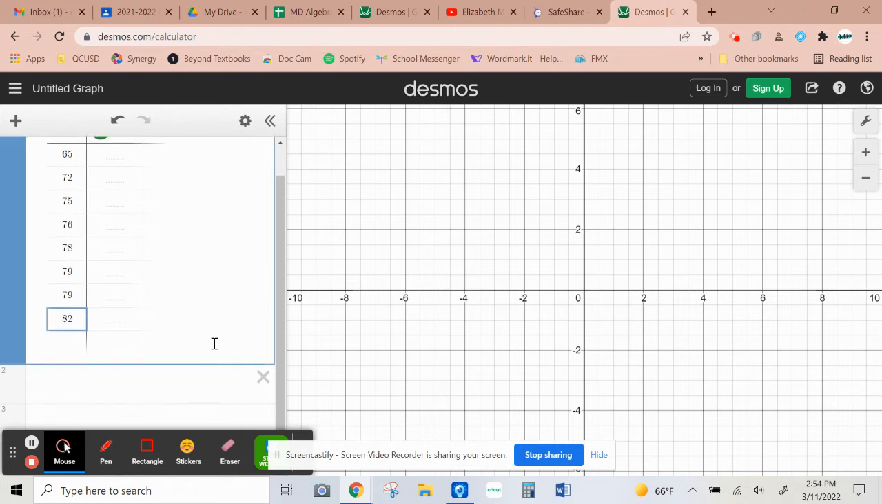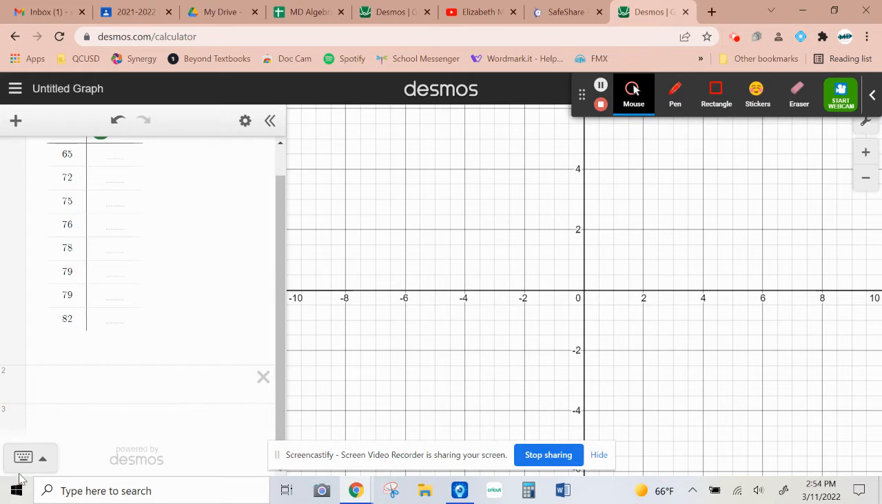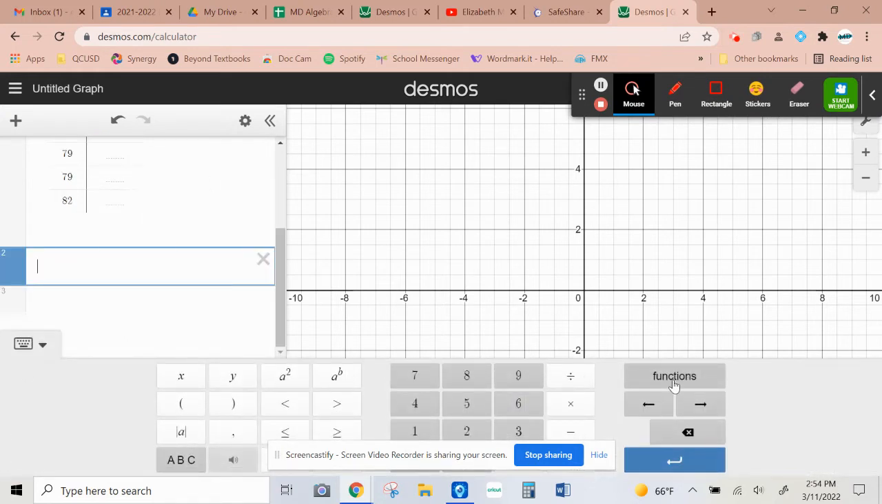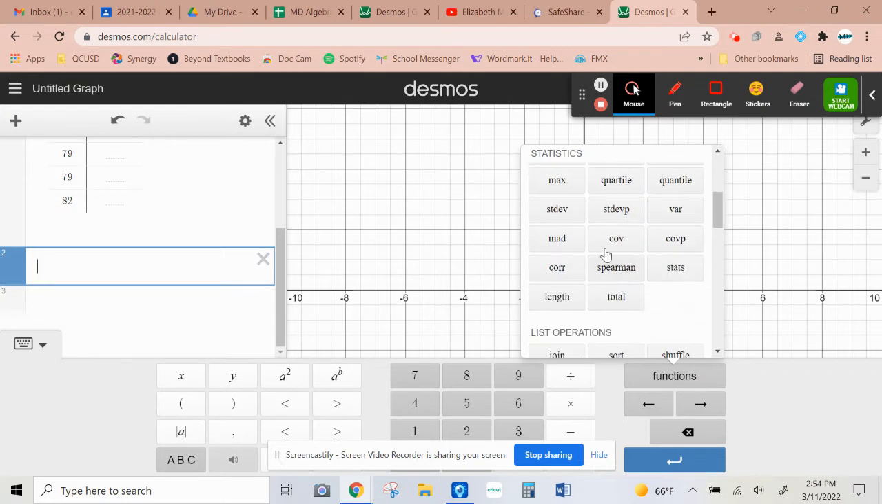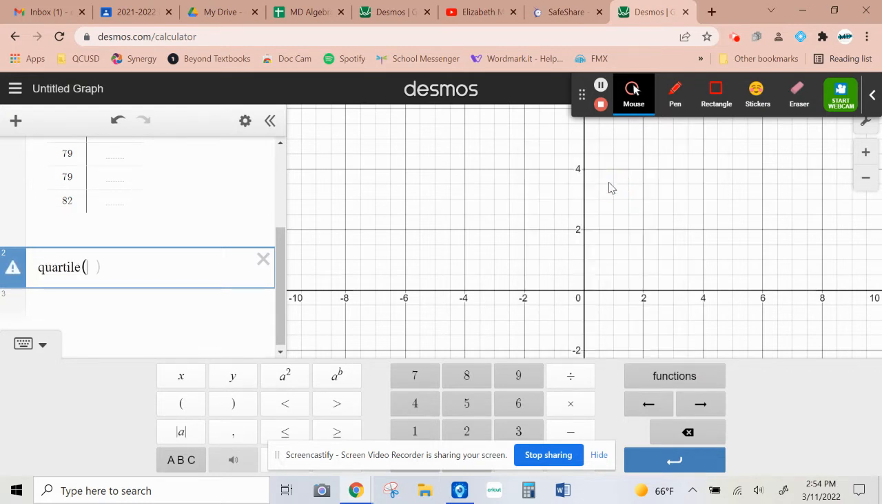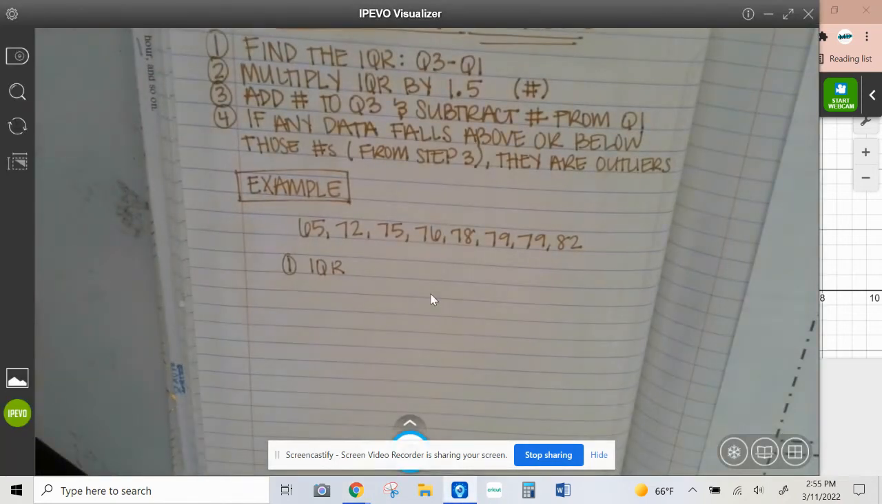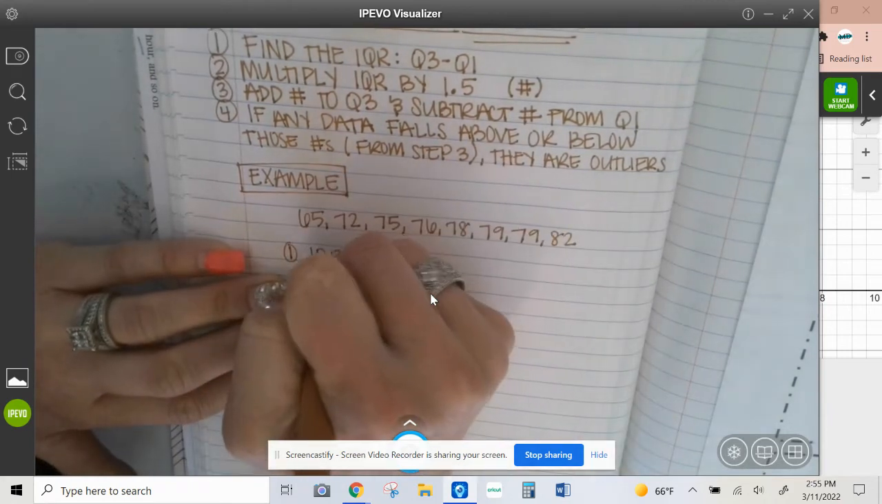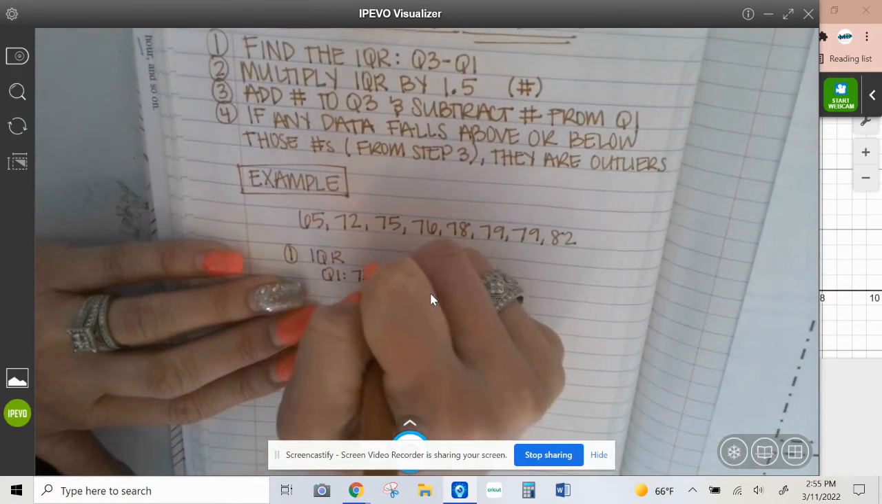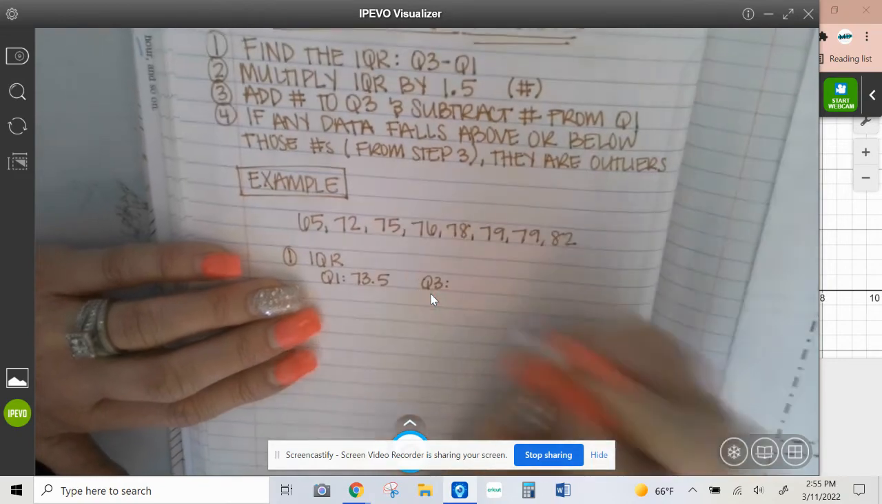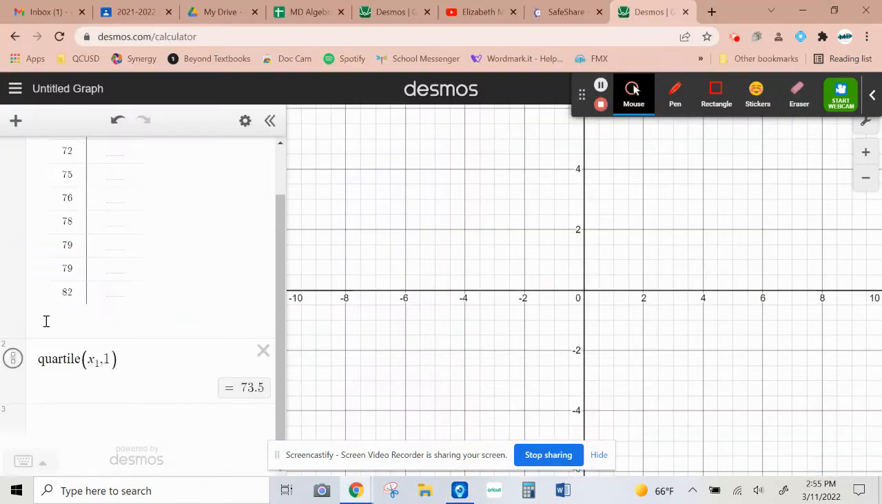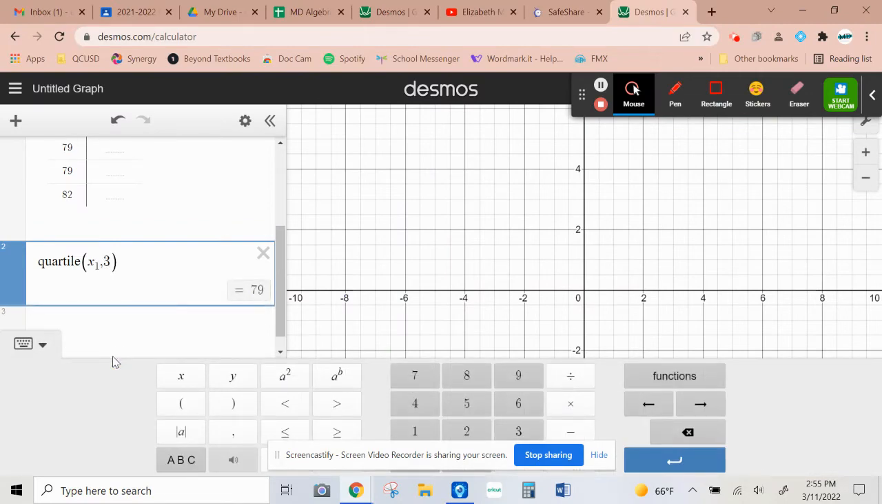All right. I'm going to calculate my quartiles, and I'm going to do it right this time. I'm going to go here to my keyboard. I'm going to click functions. I'm going to scroll down, and I'm going to do quartile, not quantile, quartile. And I'm going to do X1, and I'm going to start by finding my quartile 1. So quartile 1 is 73.5.